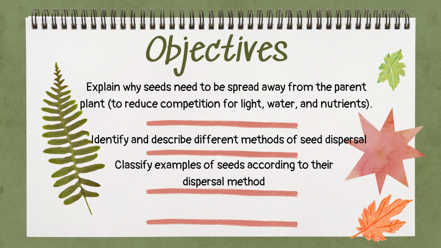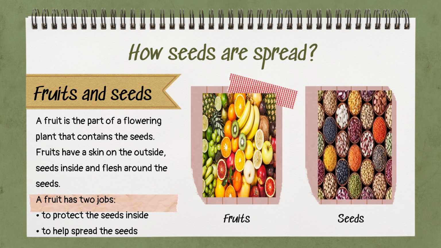The objectives are: explain why seeds need to be spread away from the parent plant to reduce competition for light, water and nutrients; identify and describe different methods of seed dispersal; classify examples of seed according to their dispersal method. Okay, how seeds are spread.